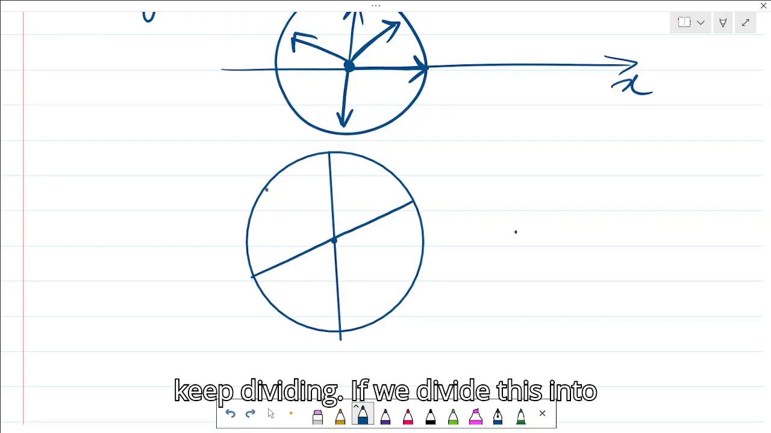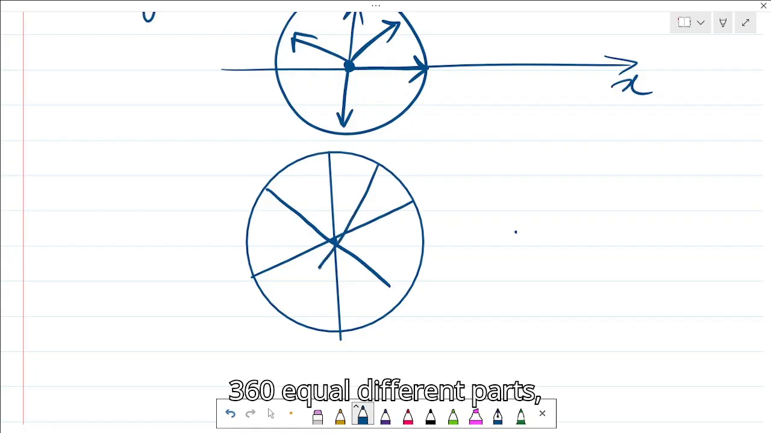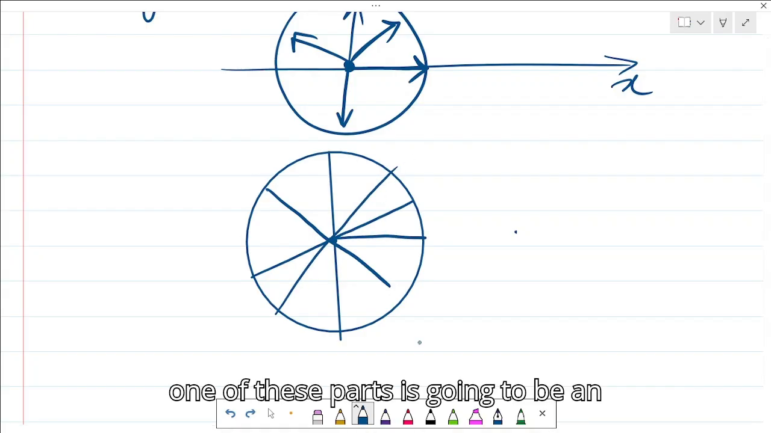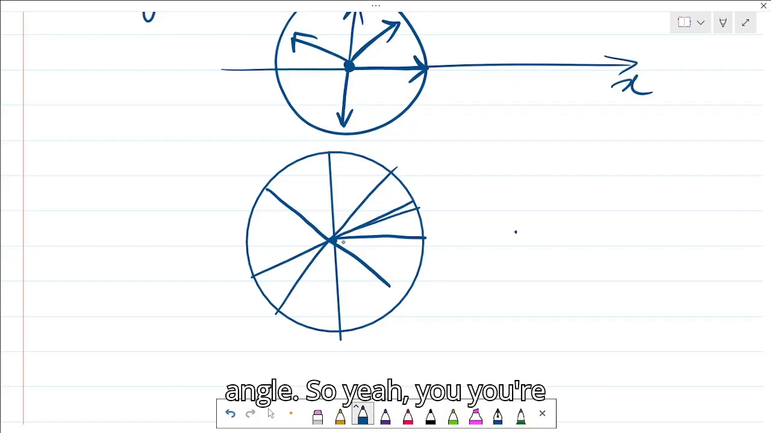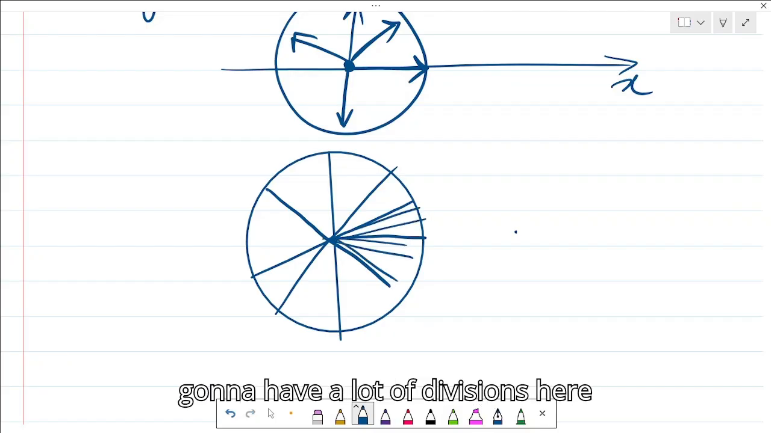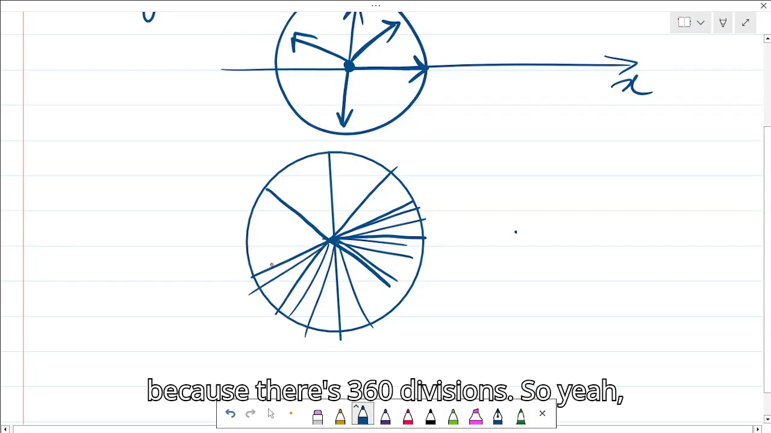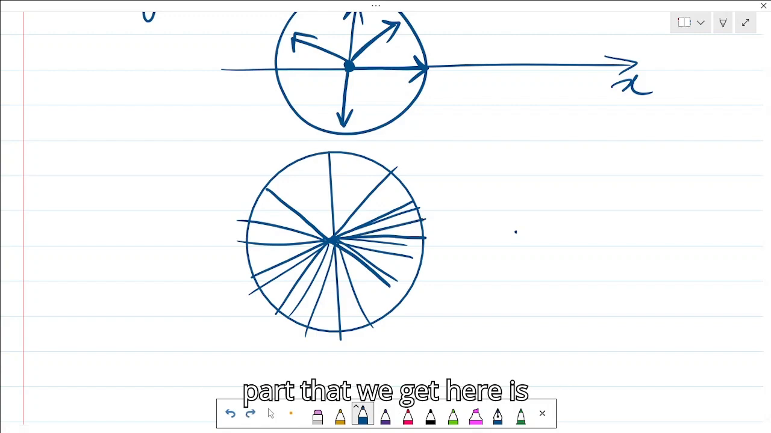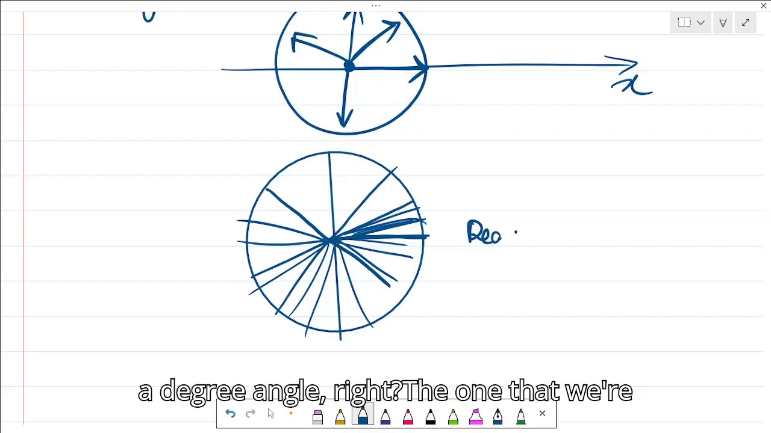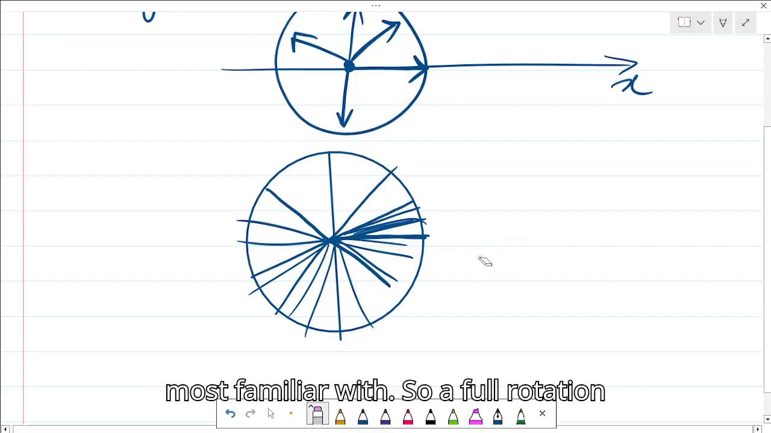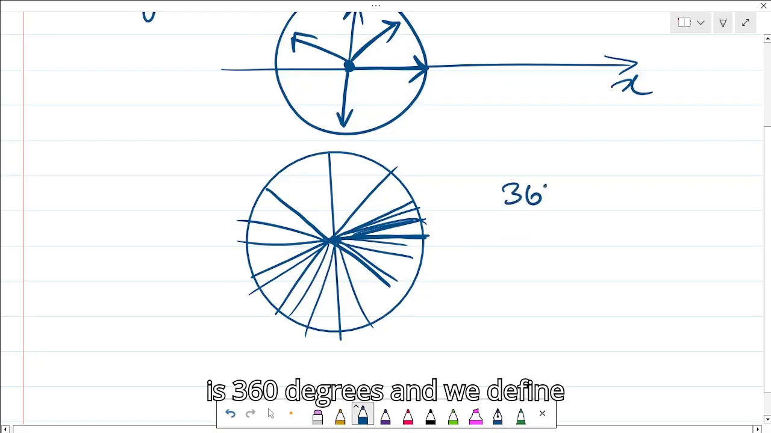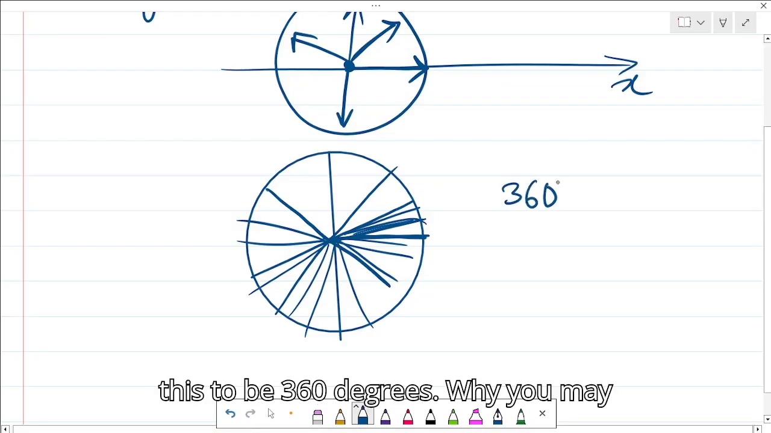If we divide this into 360 equal different parts, one of these parts is going to be an angle. So yeah, you're gonna have a lot of divisions here because there's 360 divisions. So that angle that we get, this one part that we get here, is a degree angle, right? The one that we're most familiar with. So a full rotation is 360 degrees. And we define this to be 360 degrees.